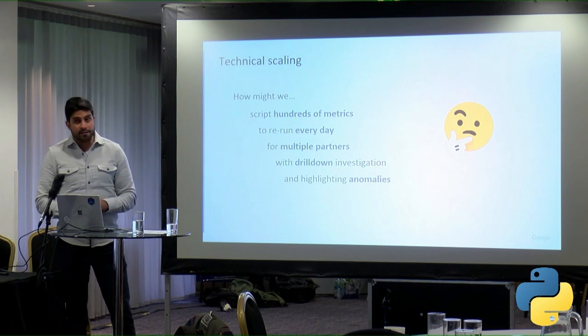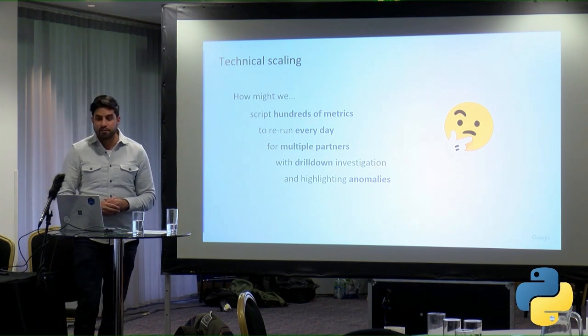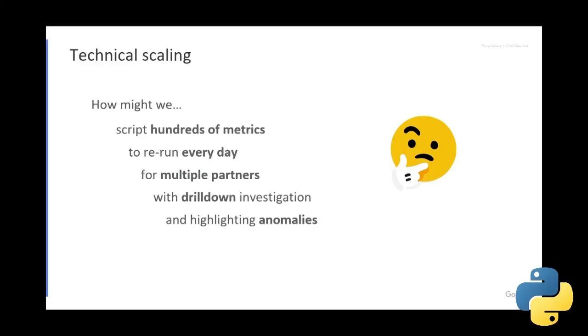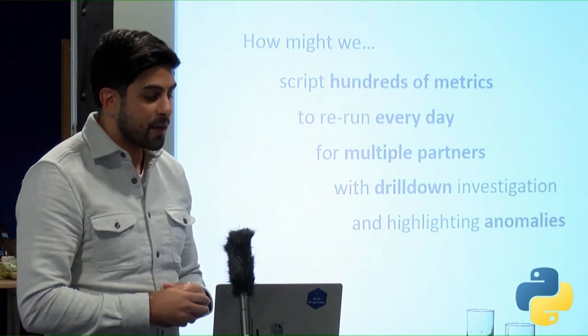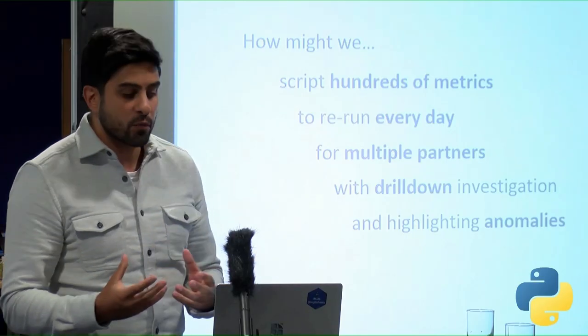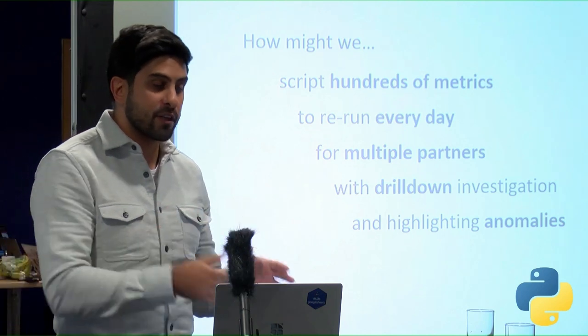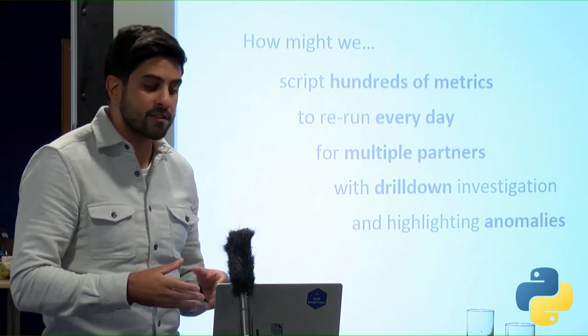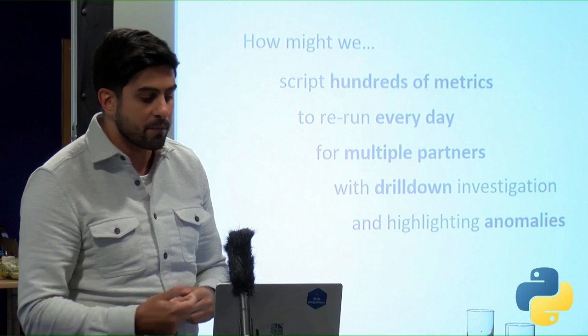So now onto the technical side. This is our problem: we need to be able to script hundreds of metrics, maybe even thousands, depending on the size of the data platform. We probably need to be running these every day, give or take, depending on the use cases. In our case, we need to be able to deploy and run this for multiple different partners who might have subtly different requirements. And we want to be able to run these metrics in a way that we can actually drill down after the metric is run to find out what's the root cause of the anomaly.